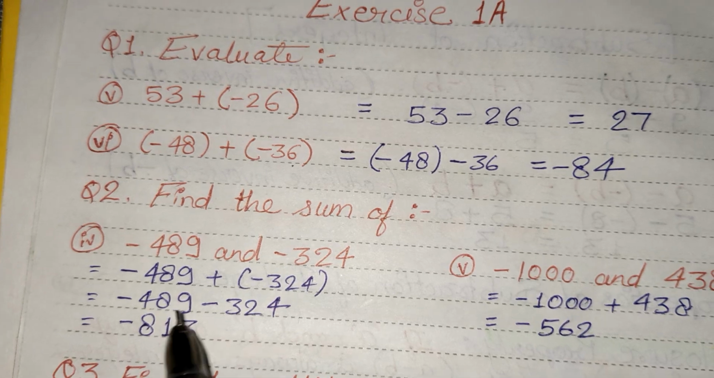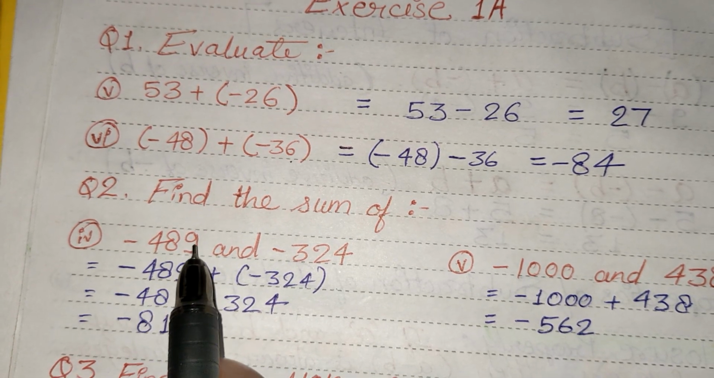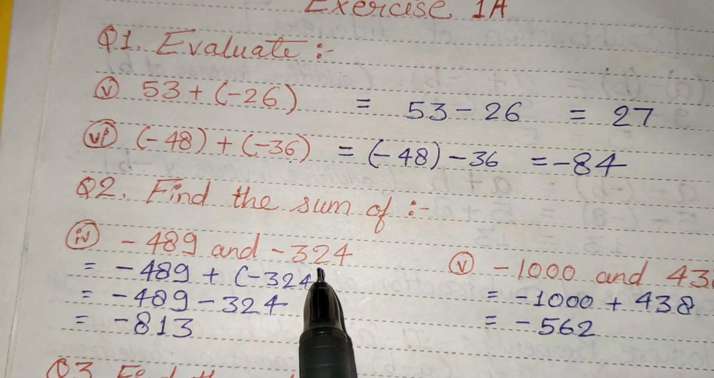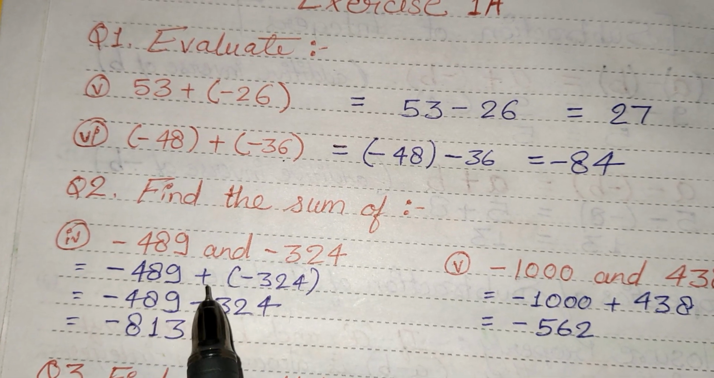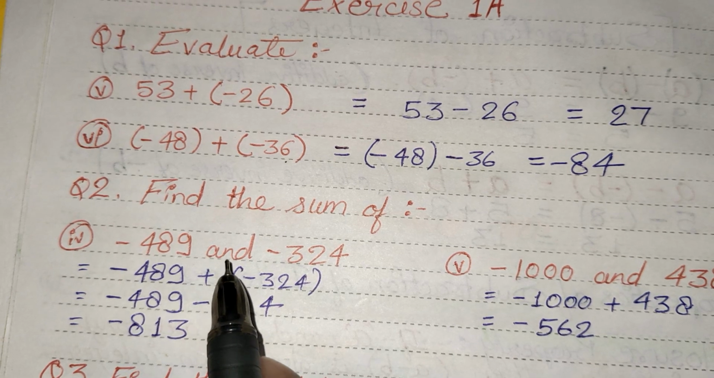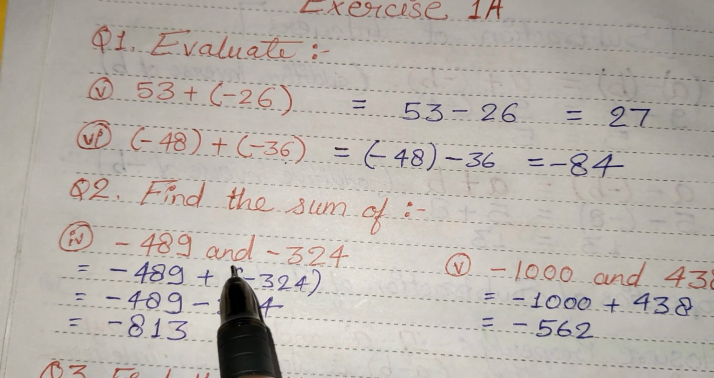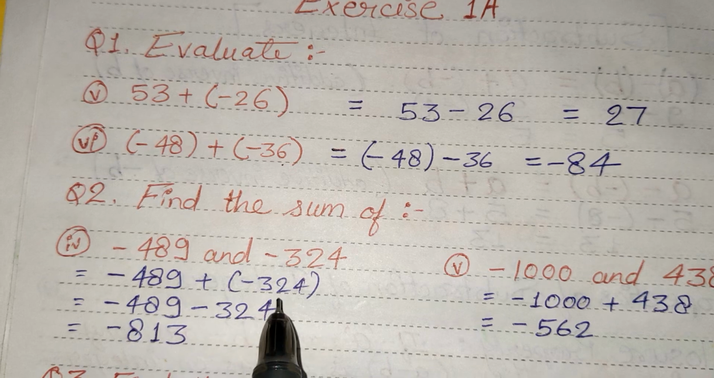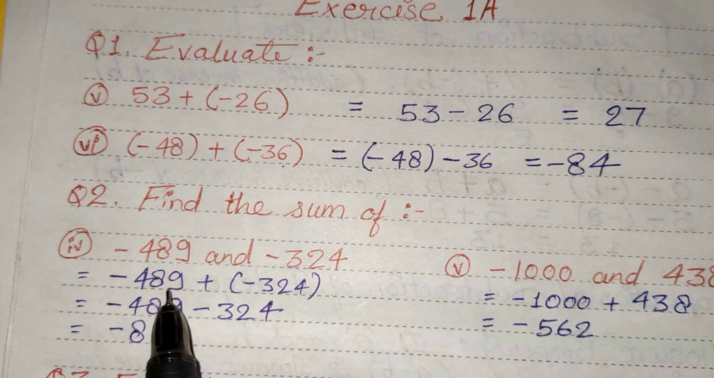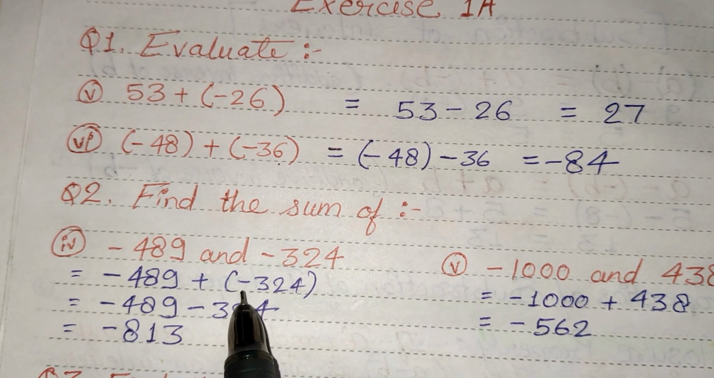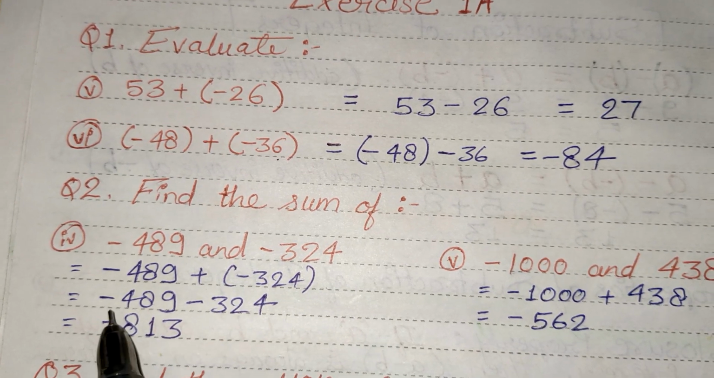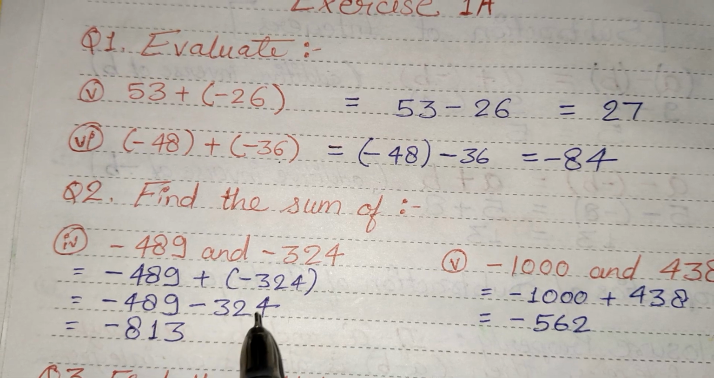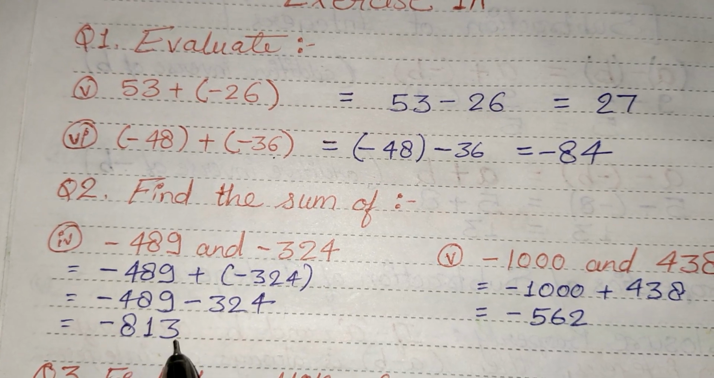Now see, minus 489 and minus 324. We have to add these two integers. Now add it. You have to put plus instead of "and" and write it like this: minus 489 plus, in the bracket, minus 324. Now plus minus, we have to do minus. Now here minus minus, we have to add them and give the common sign.